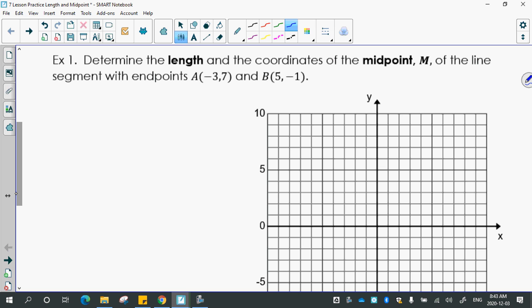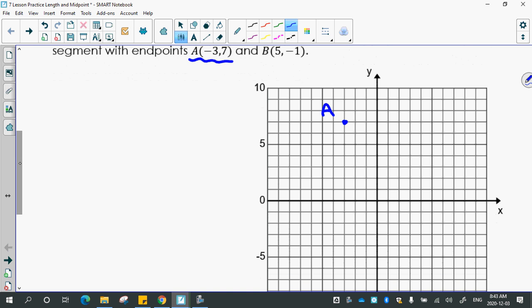Okay, so first thing you want to make sure you do is plot the points correctly. I always double check them when I plot them, especially if I'm not concentrating, it's really easy to go right instead of left or up instead of down. So from 0, A is at (-3, 7). And then B is at (5, -1), which is here. So from 0, right 5, down 1.